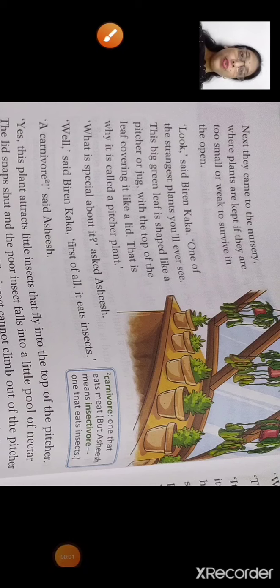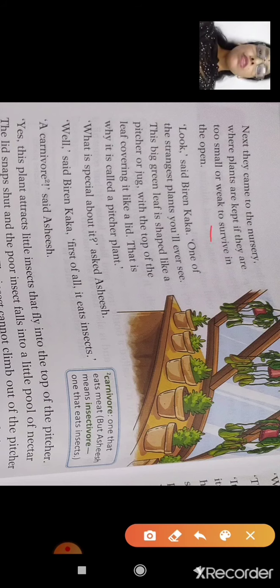Now further, when they moved on, they came to a nursery. Nursery is the place where the plants are kept. Okay? Now this nursery, what did it have? Plants that are too small or weak to survive in the open. Why do we keep plants in a nursery? Because like the kids, we keep young babies, kids with a lot of care. So the plants which are small or weak to survive.